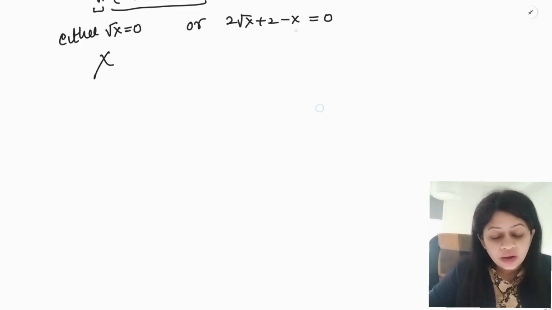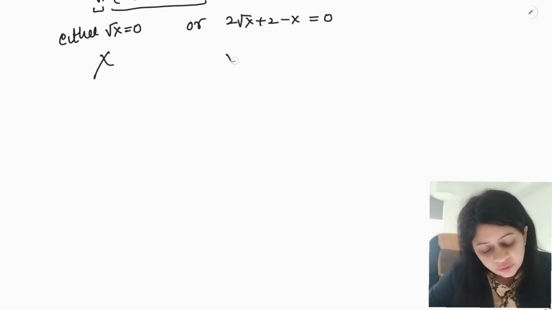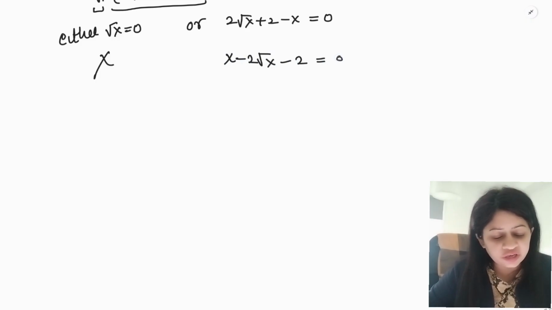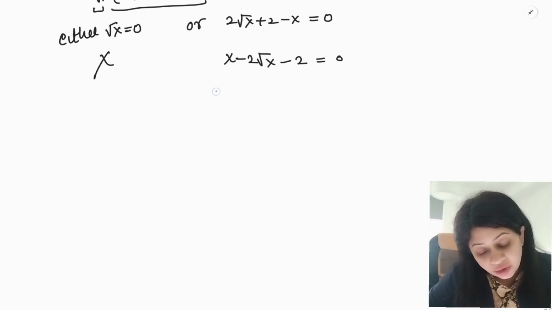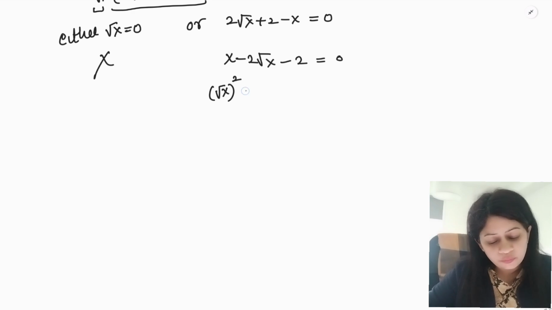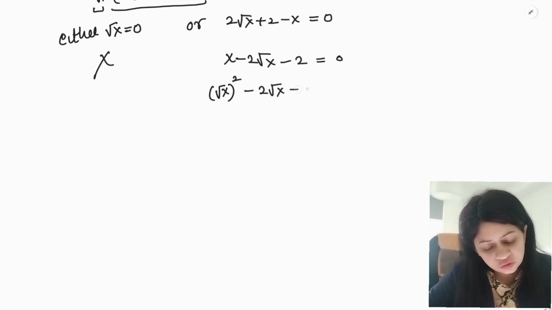So what can I do? I can make x positive. How can I make x positive? If I move the whole equation to the right hand side, it will become x minus 2 root x minus 2. All signs will change and we are left with this. I did this just to make x positive. If we look at this equation, this is quadratic in root x, because x is equal to root x square, minus 2 root x minus 2.